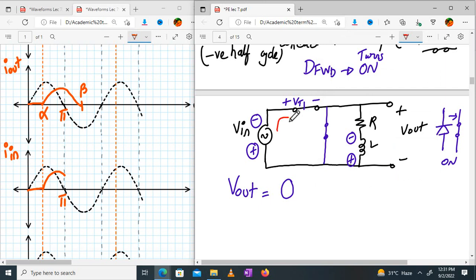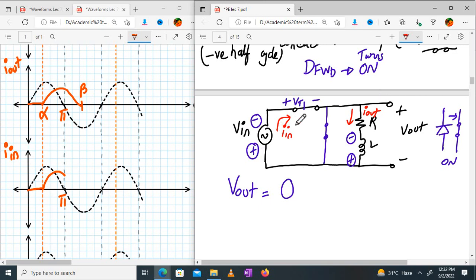Now this is my input current. Will my input current be same as output current now? Output current is still flowing. Remember, output current 0 नहीं हुआ है. Why? Because of inductor. Output current still flowing till beta. Now tell me, this output current and this input current, which was previously same when the freewheeling diode was off, are they same now? No.